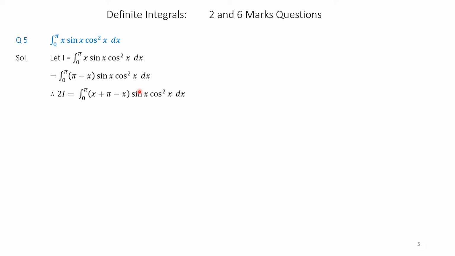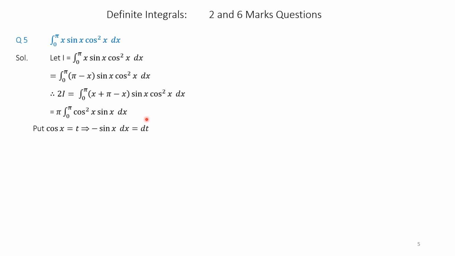That's equal to 2I, that is adding 1 and 2, we get 2I is equal to integral 0 to pi of x plus pi minus x times sin x cos squared x dx, which is common for both. Therefore, that becomes pi into, x and minus x get cancelled. Pi is taken outside as common. Integral of 0 to pi of cos squared x sin x dx.